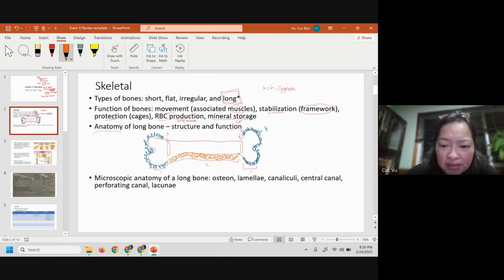So the periosteum, just like it's named, peri meaning around, osteum, the bone, surrounds the diaphysis of a long bone. The periosteum is made of connective tissue, and the outer layer is called the periosteum, but the inner layer is called the endosteum. And the reason that's important is because the endosteum contains what?